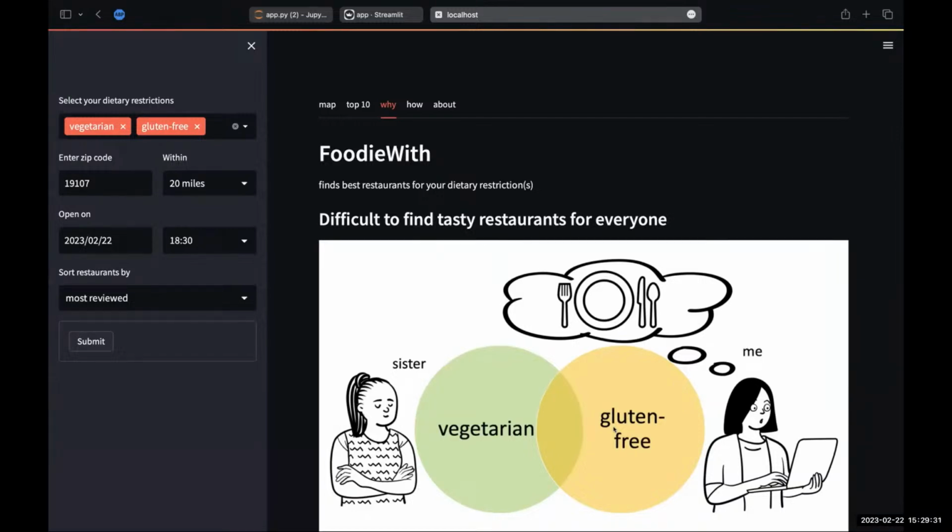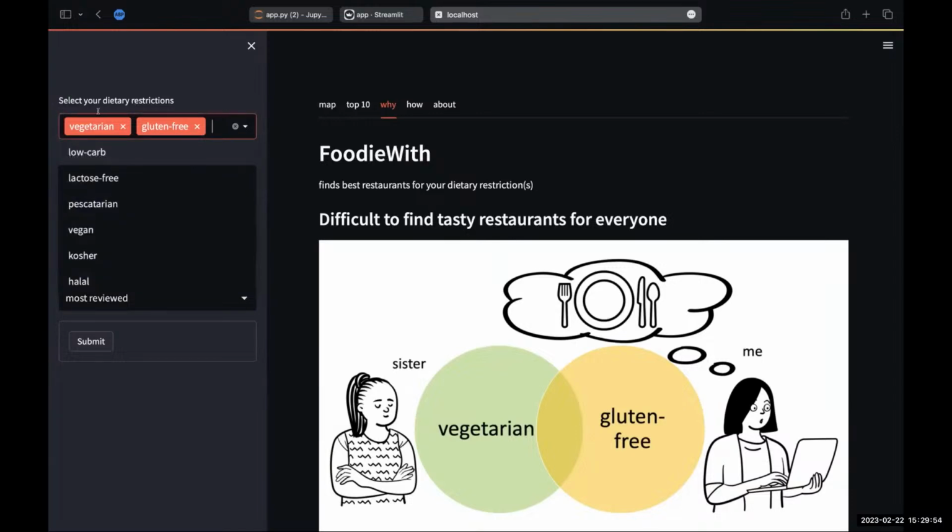This problem is also not specific to my family. 40% of Americans have a dietary restriction due to preference, religious, or health conditions. So Foodie With streamlines this process by providing one centralized website where you could go and enter in your party's dietary restrictions and get a list of restaurants that can accommodate everyone.